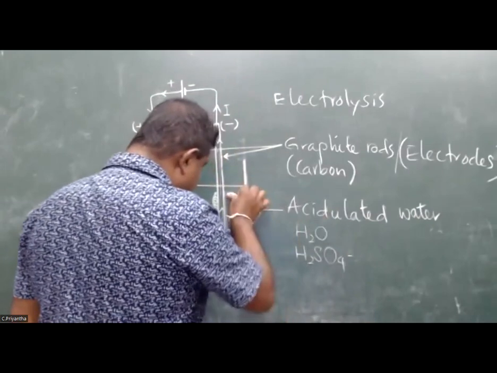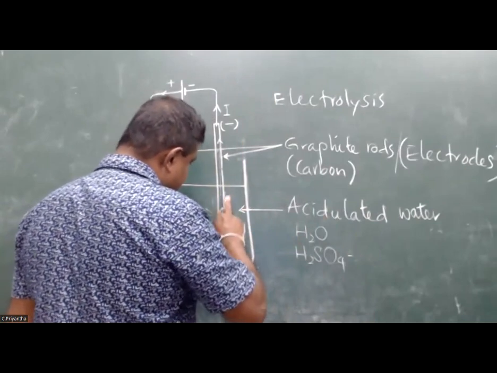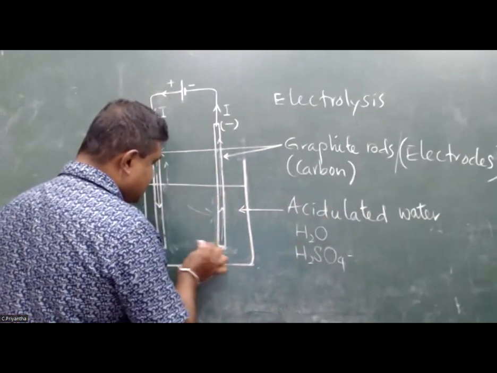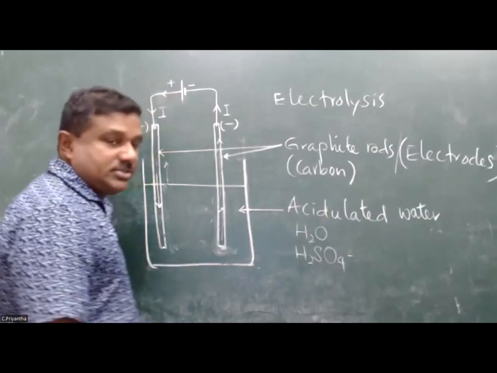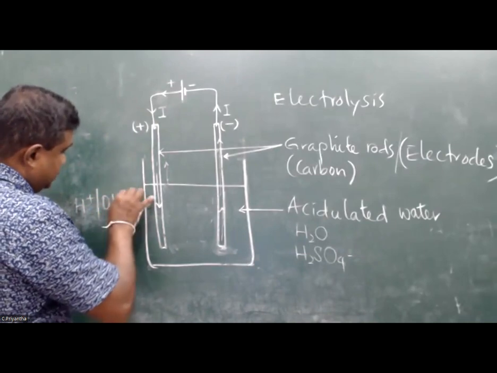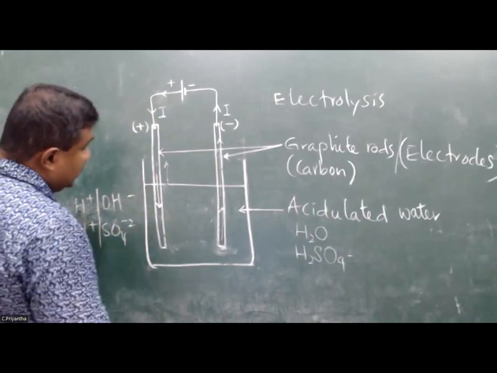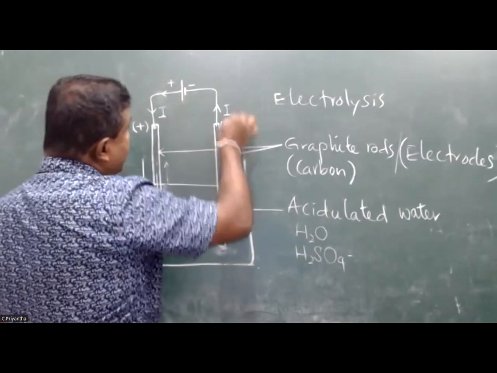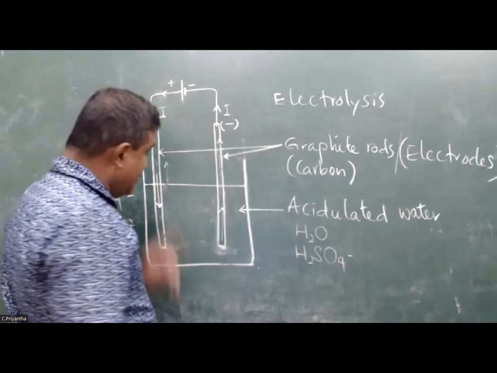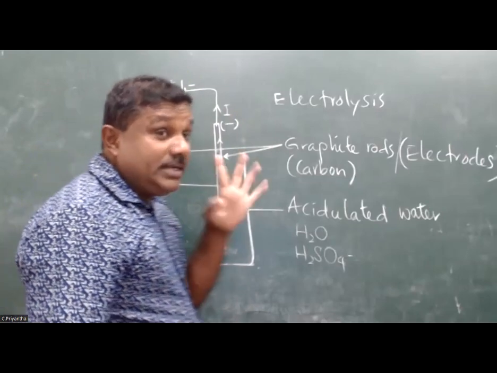Then when electricity is passed through this acidulated water, as earlier, electricity passes through it. Here is the negative end, and this is the positive end. These two are graphite rods. Graphite rods do not dissolve.